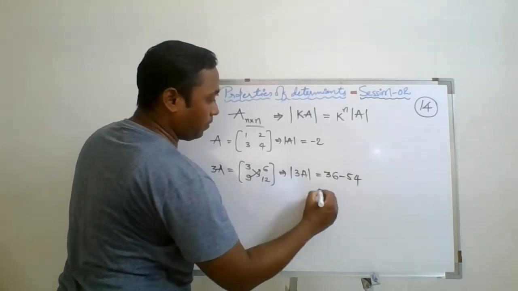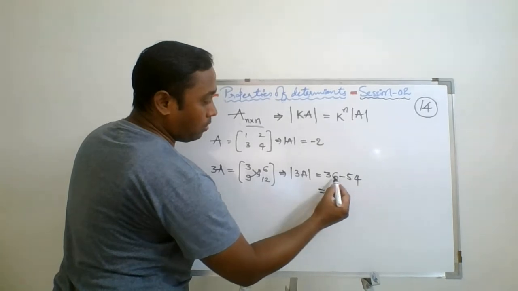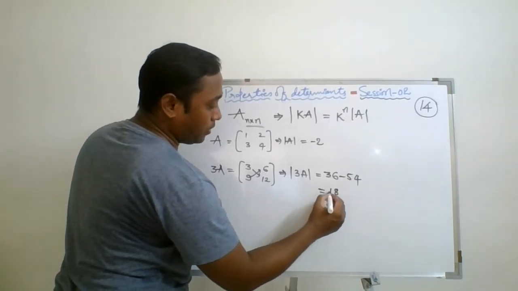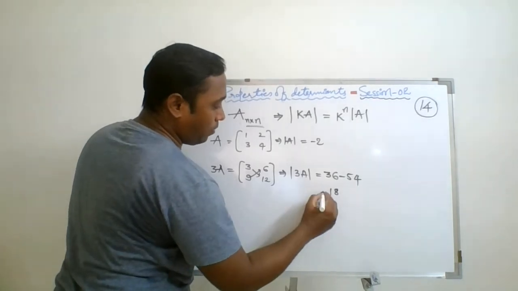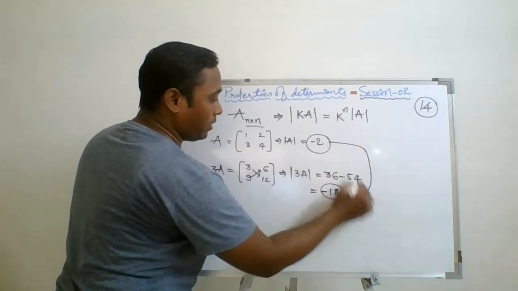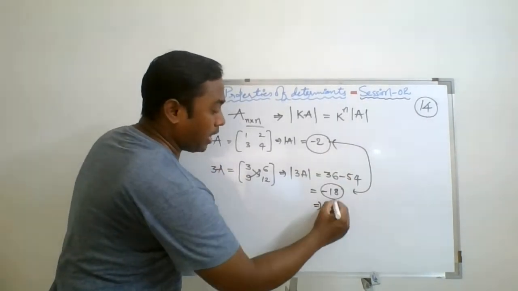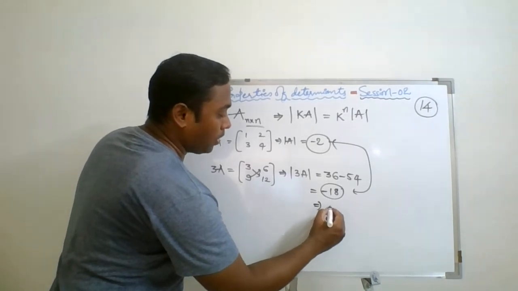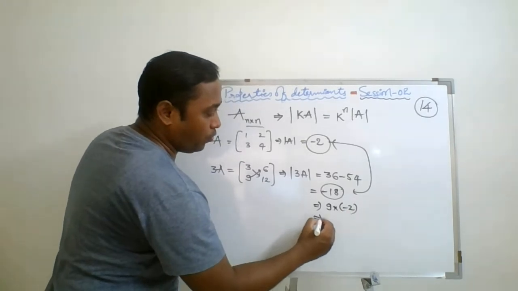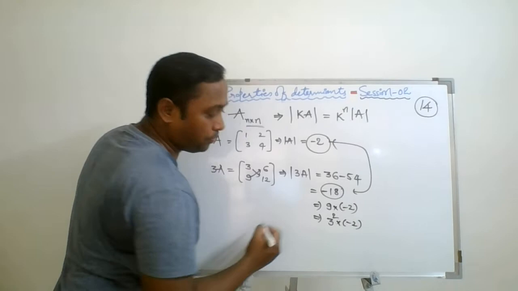36 minus 54. What will you get as a result here? 10, 14, 18. That is minus 18. The answer would be what? Minus 18. So there is a connection between these two values. Here, minus 18 can be written as 9 into minus 2, which can be written as 3 square into minus 2.